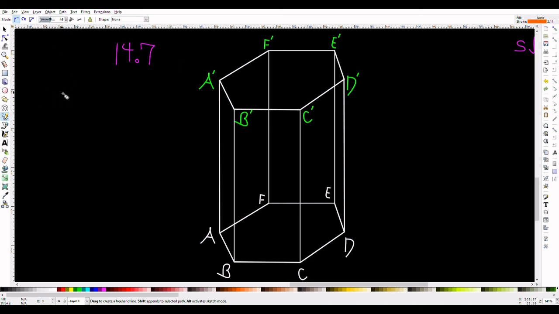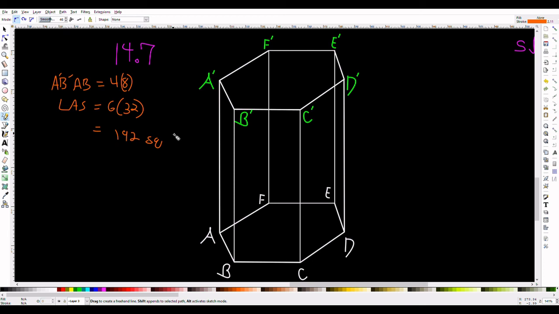So let's write that out. I'll say AB equals 4 times 8, and then the lateral surface area is 6 sides, 6 congruent sides, and so the lateral surface area is 192 square units.